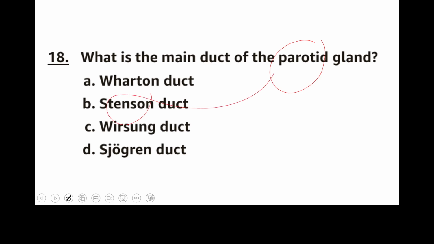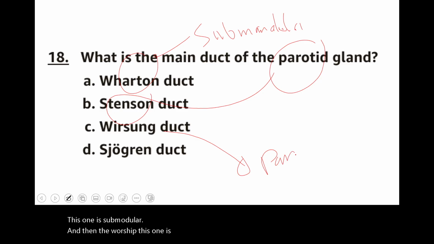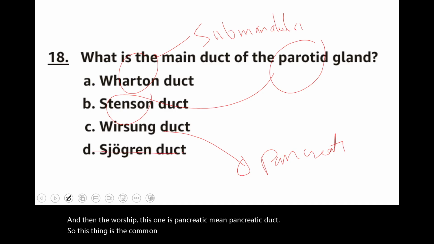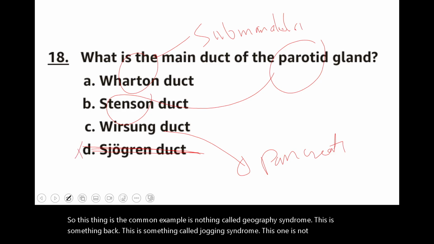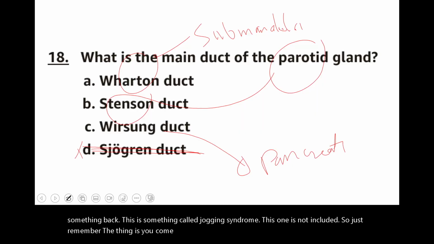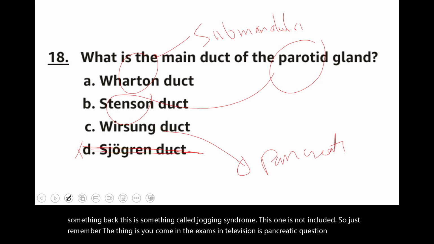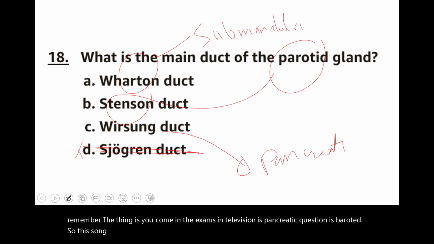Stensen's. This one is submandibular. And then Wirsung's, this one is pancreatic, the main pancreatic duct. So these three come in the exam. There is something called Sjogren syndrome, but this one is not included. So just remember the three. They put them together and ask which one is pancreatic and which one is parotid. Wirsung is pancreatic, Stensen is parotid, and Wharton is submandibular.